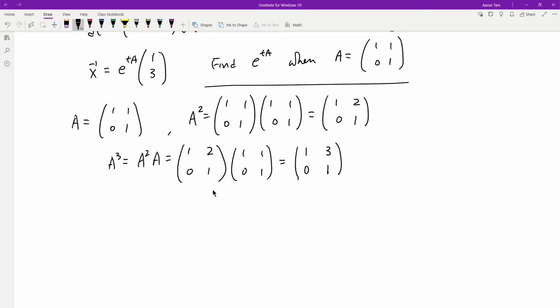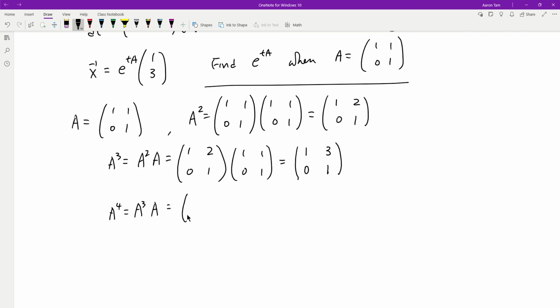I'm going to do one more just in case. My next one would be A to the 4, which is A to the third times A. And I have a suspicion as to what this should be. And I'm hoping that all of you watching this video also have the same exact suspicion that I have. And now a question of whether it will be true or not.